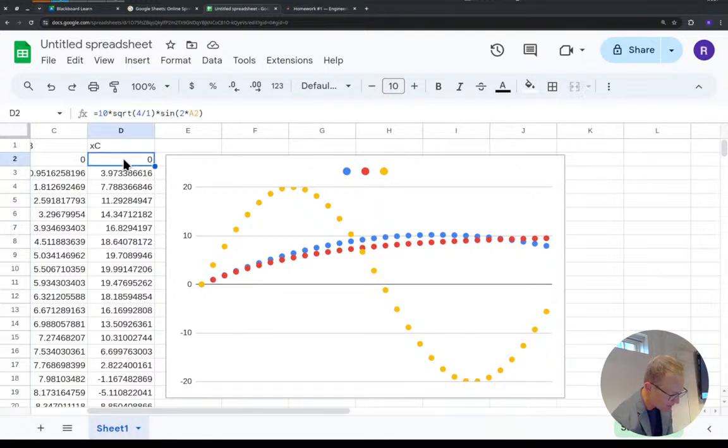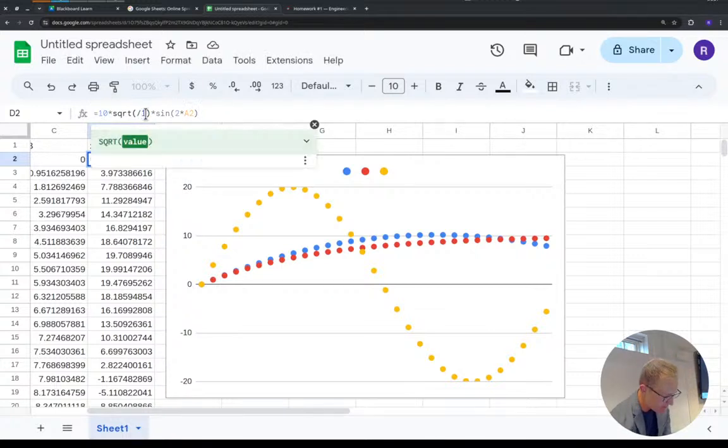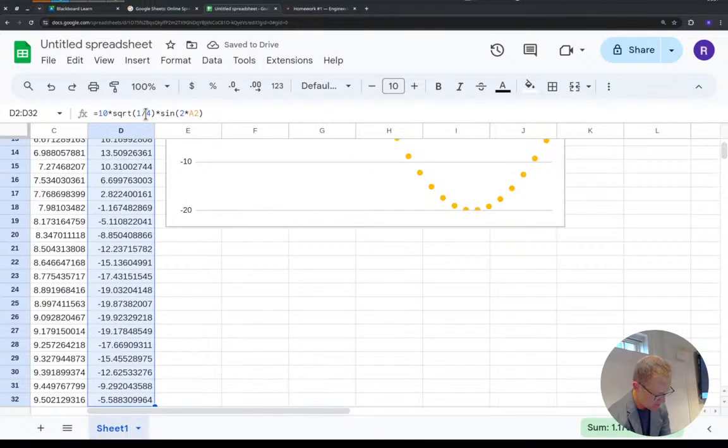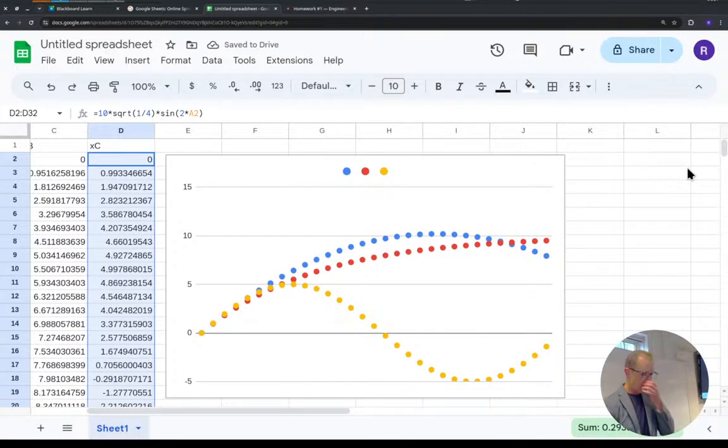I wonder. I think this should be 1/4, right? There we go. That looks better to me, at least from just seeing it before. The amplitude was 1 over that natural frequency.